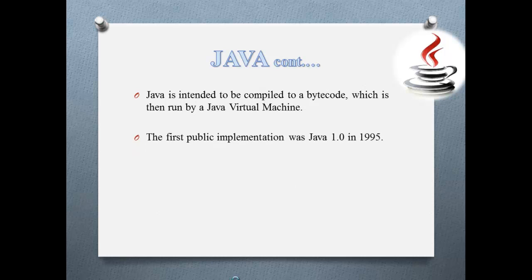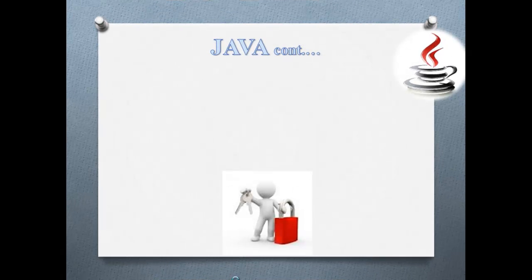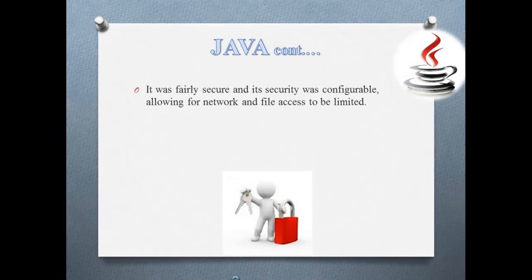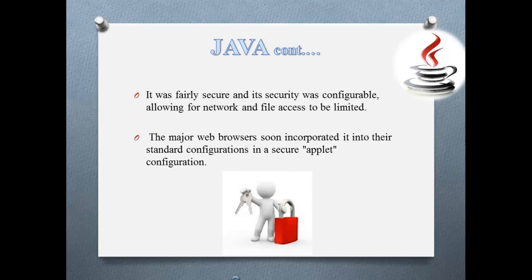The first public implementation was Java 1.0 in 1995. It made the promise of write once, run anywhere with free runtime on popular platforms. It was fairly secure and its security was configurable, allowing for network and file access to be limited. The major web browsers soon incorporated it into their standard configurations in a secure applet configuration.